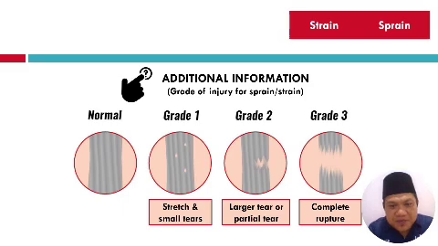Grade of injury for sprain and strain. So there are four grades, which are normal, grade 1, grade 2, and grade 3. For grade 1, stretch and small tears. For grade 2, larger tear or partial tear. And for grade 3, complete rupture. Okay, now we are going to explain in detail the grade of injury for sprain and strain.